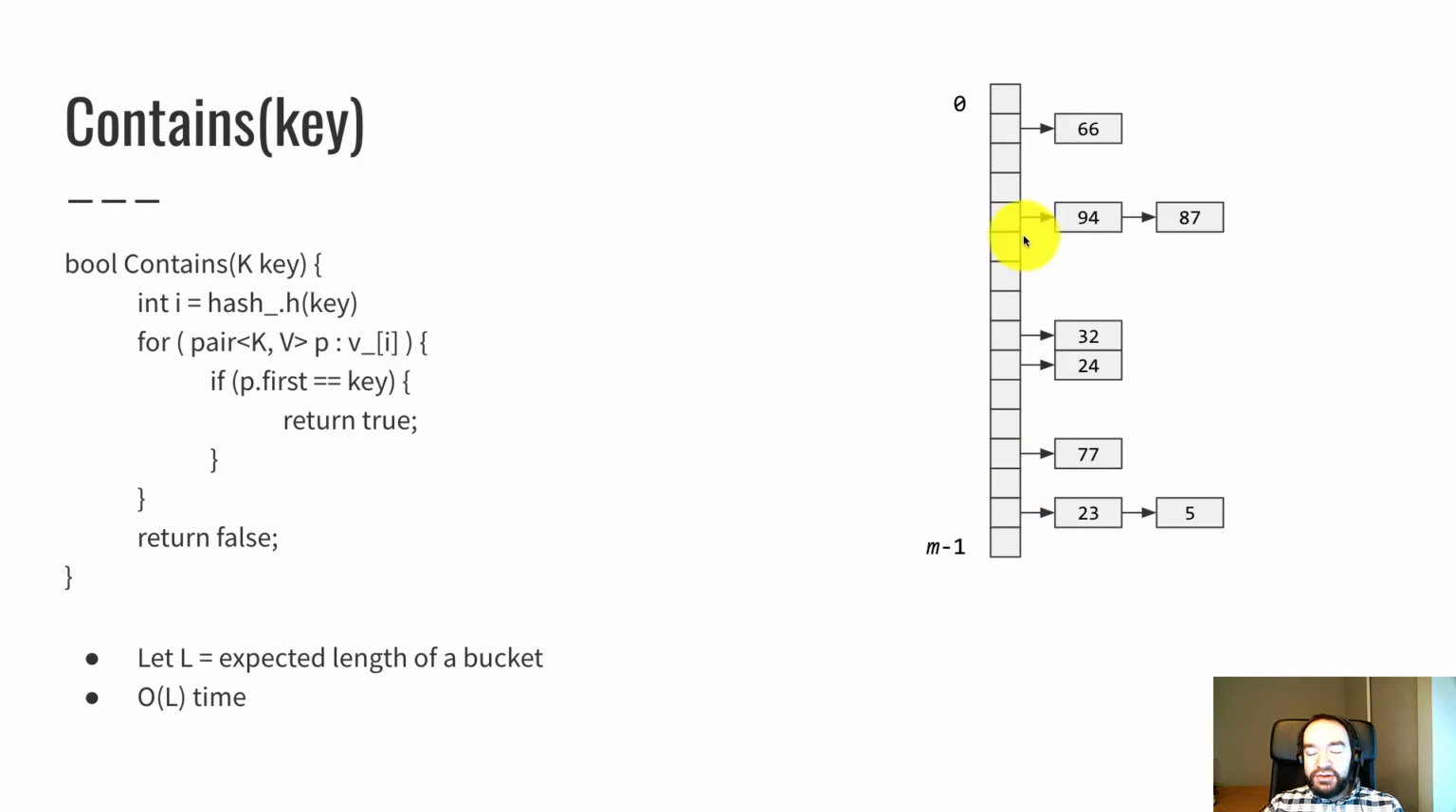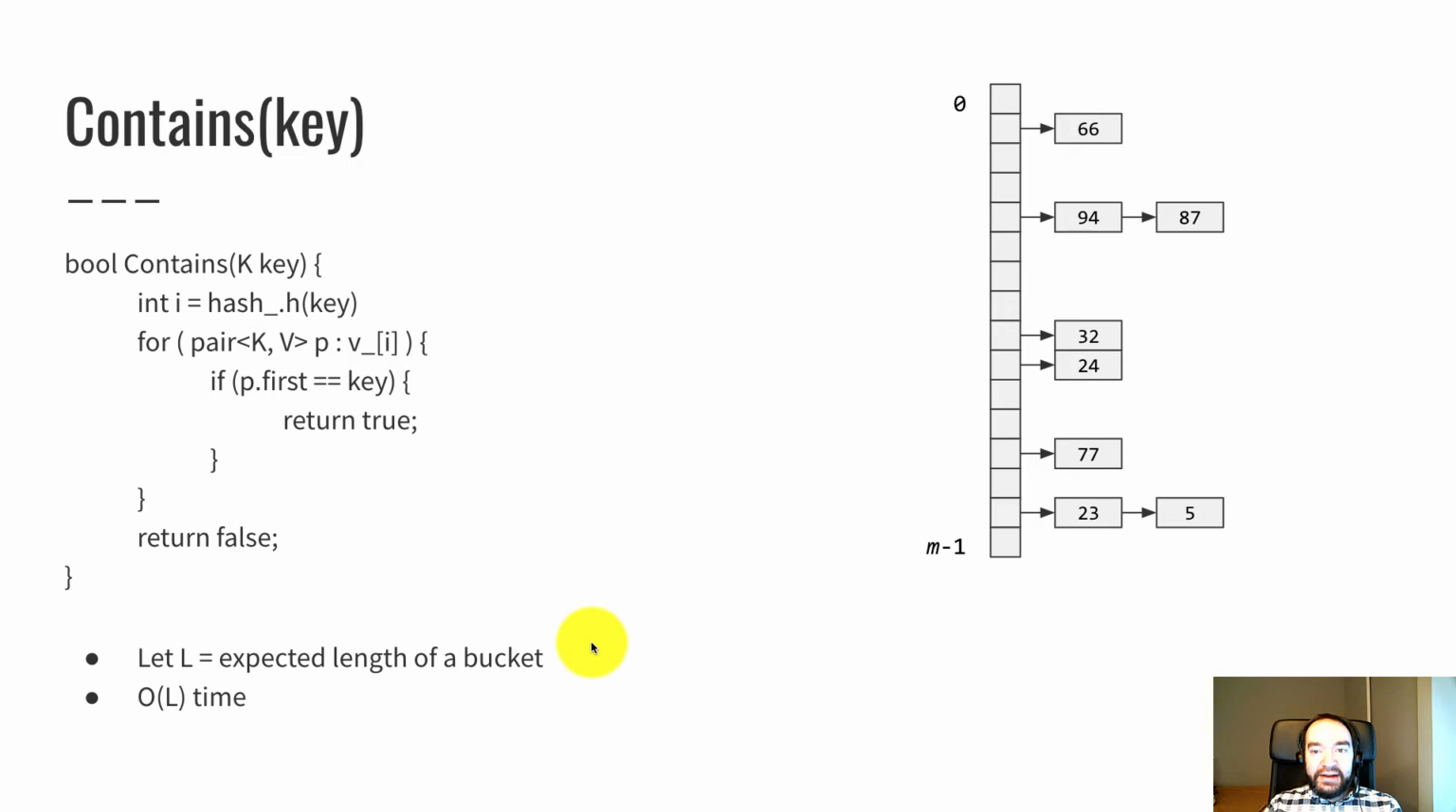And then what we have to do is search through that linked list to see if any pair has the right key. So kind of the hard part is calculating the index to look at. That's done on this line of code. Then we loop through this linked list, which often only has 0 or 1 or 2 elements, but still we need a loop to hit every pair. So for every pair p in v of i, if that pair's key is equal to the key we're looking for, then return true. And if we get all the way through that linked list and never found what we wanted, we return false.